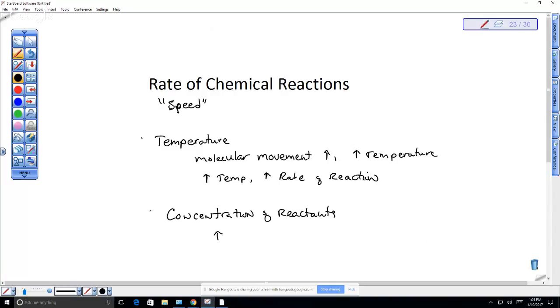And so if we increase the concentration, we're going to increase the rate of reaction. They're going to be moving around. They're more likely to come in contact with one another. And so the chemical reaction is more likely to occur.